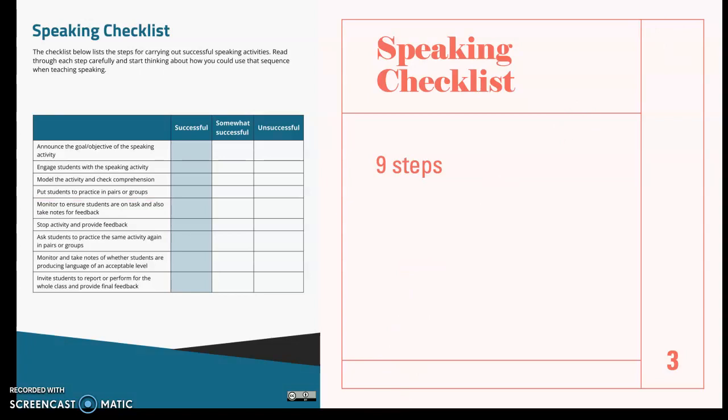6. Stop activity and provide feedback. Announce that students have to stop working. By now, students have had some practice, but you stop the pair or group work to provide feedback on what is going well and what needs correction.